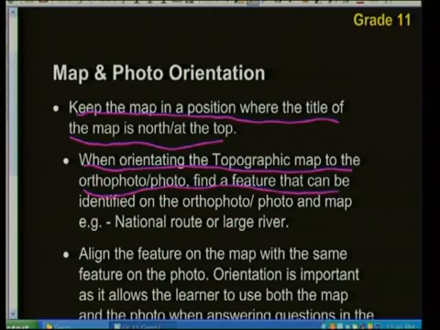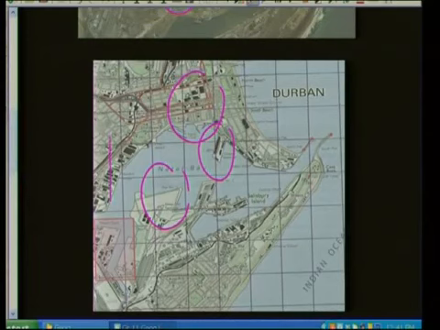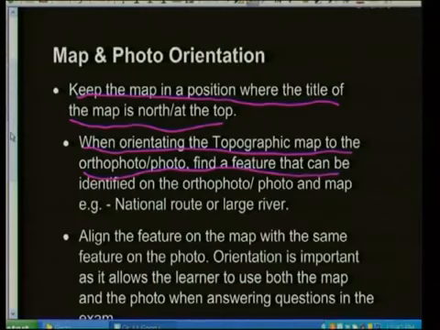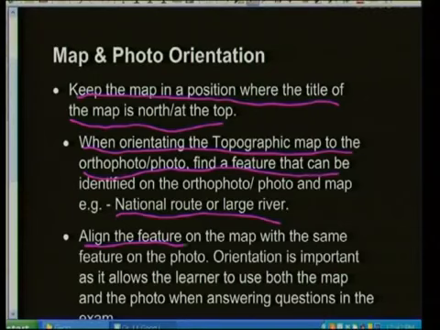Now, always have my map facing this way. So my north would be in that direction. As you normally look at the map when you're studying for your exams, etc. Then you find a feature on that map. It could be a road or a river. All right, align the feature on the map and the photograph. I'm going to show you on a little picture just now what to do of the same feature.